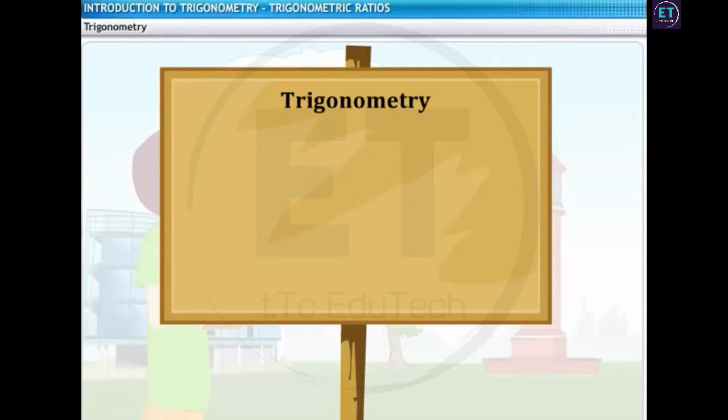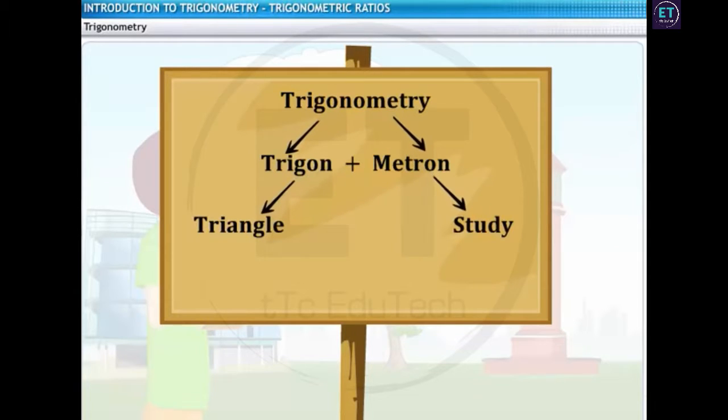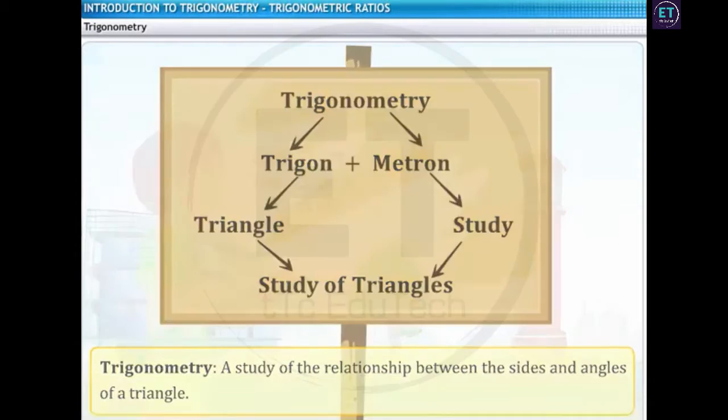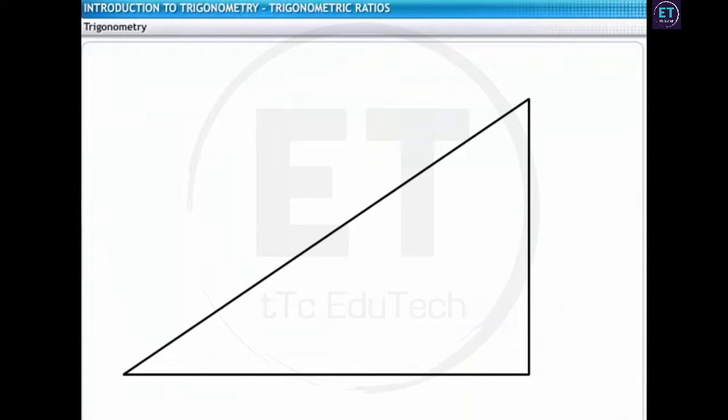Actually, there is a branch of mathematics called trigonometry, which can be applied to solve Jack's problem. The word trigonometry is derived from ancient Greek words, which mean study of triangles. Trigonometry is the study of how the sides and angles of a triangle are related to each other. In this lesson, we will study the ratios of the sides of a right triangle with respect to its acute angles.